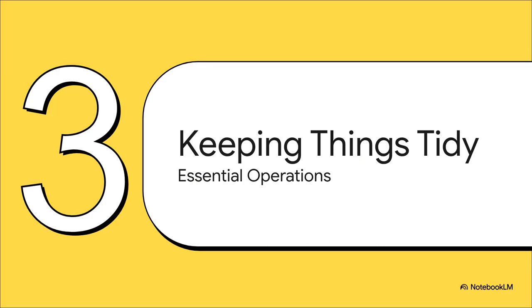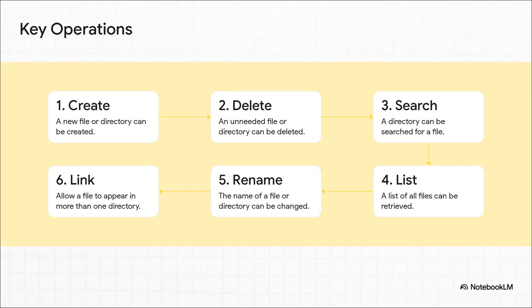Okay, so we've got these different ways of organizing files, but how do we actually use them? Well, it all comes down to a few basic actions or operations that let us keep everything neat and tidy. And honestly, these are things you do all the time without even realizing it. You create a new document, you delete an old photo, you search for a file, you look at what's inside a folder, you rename something, and yeah, you can even link a file so it shows up somewhere else. These are the absolute basics of keeping our digital lives in order.